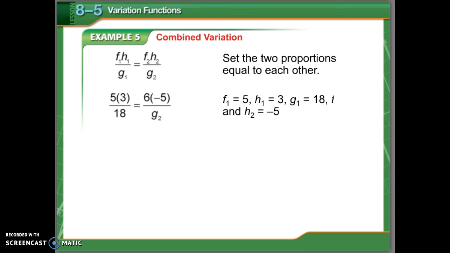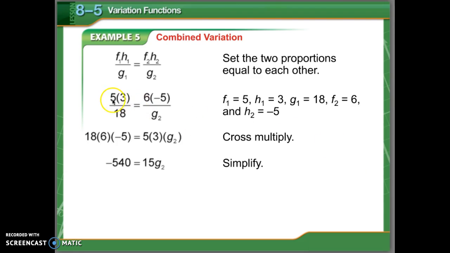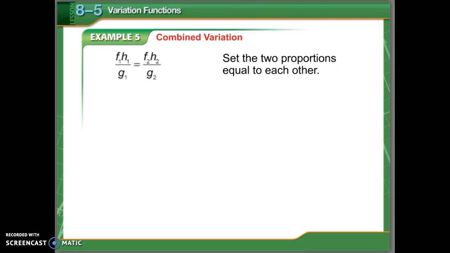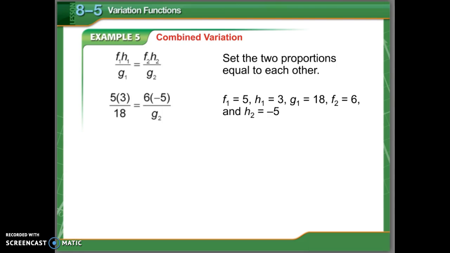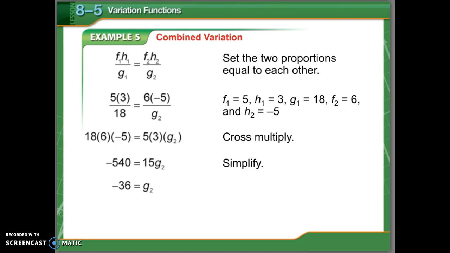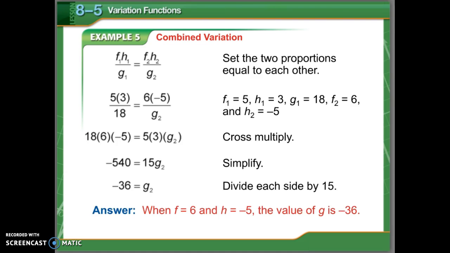So when we do that and then we plug in the values that we're given, we get, right here, 15 over 18 equals negative 30 over G2. We're going to cross multiply, simplify everything and solve. We get G2 as negative 36. And so when f is 6 and h is negative 5, the value of g is negative 36.